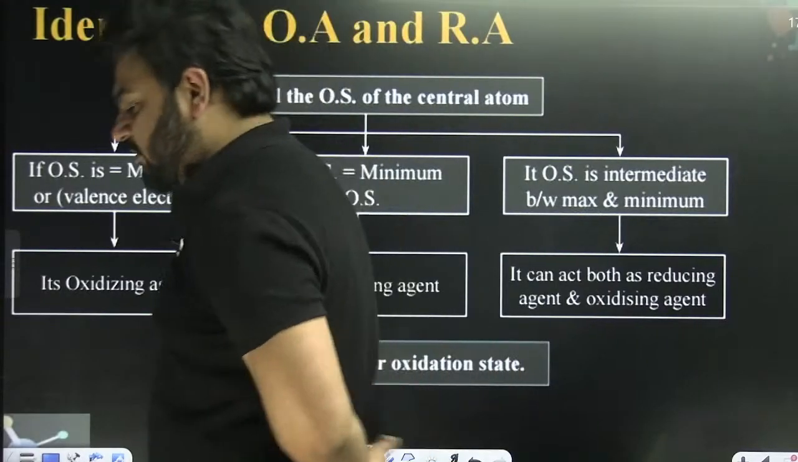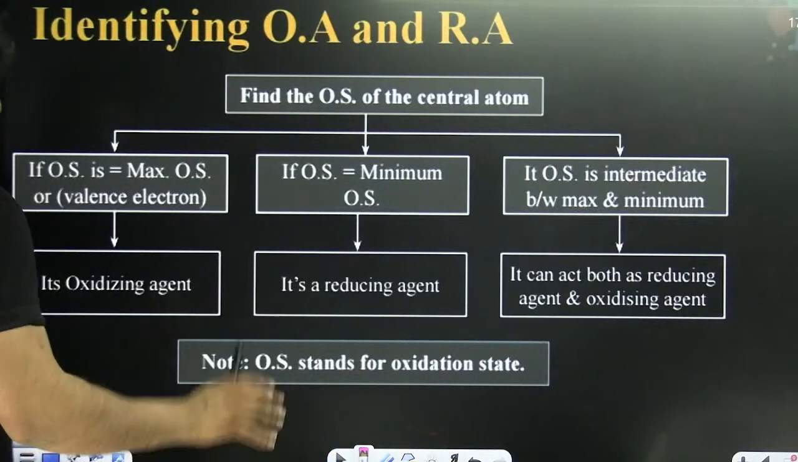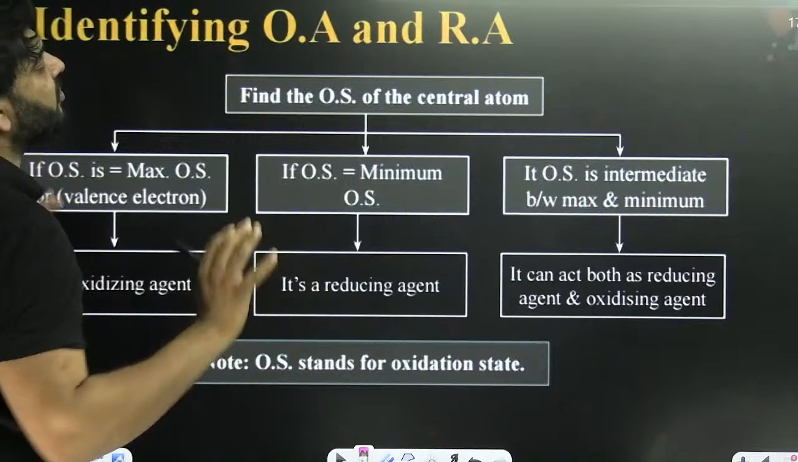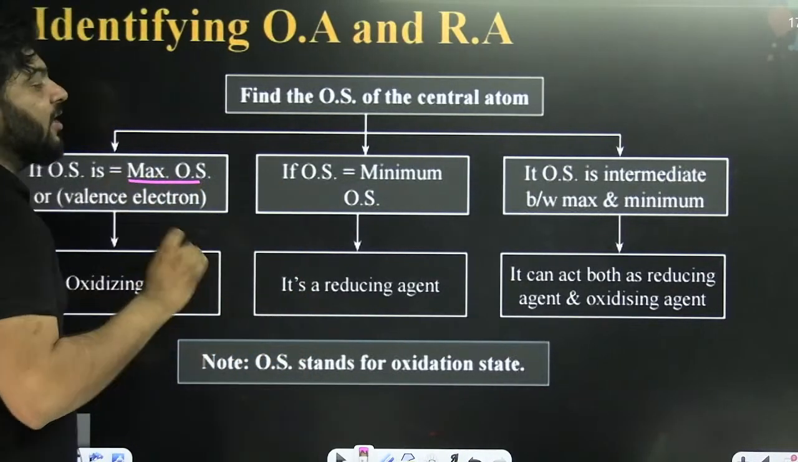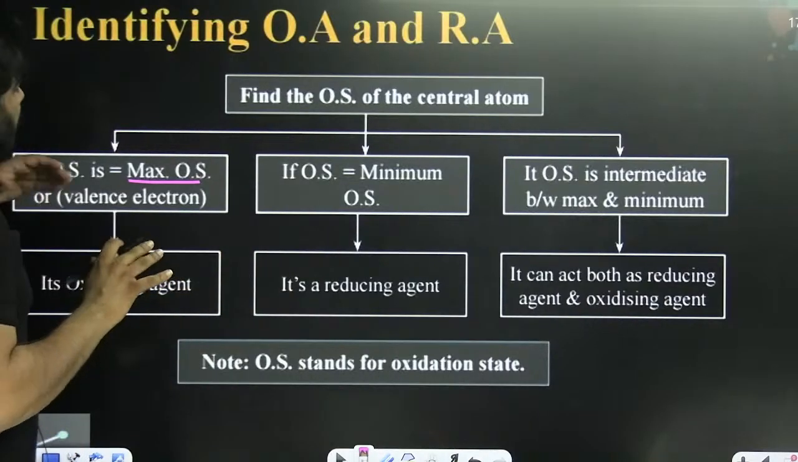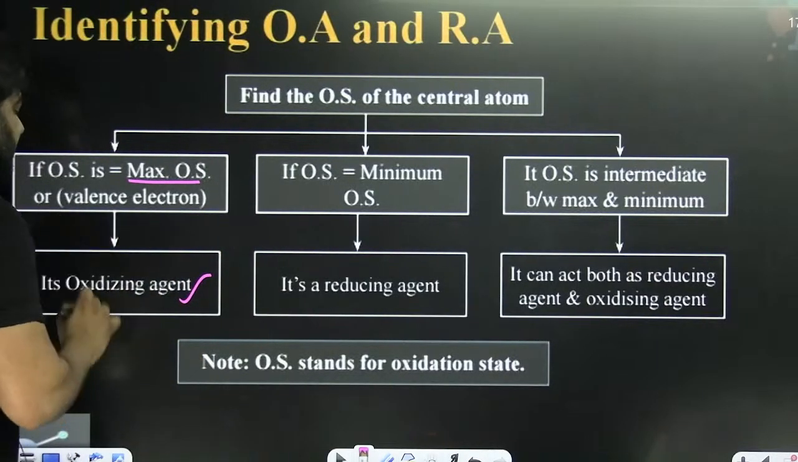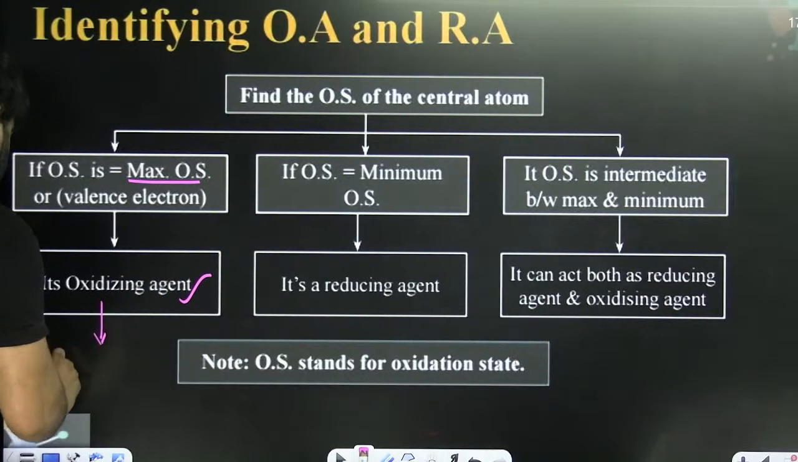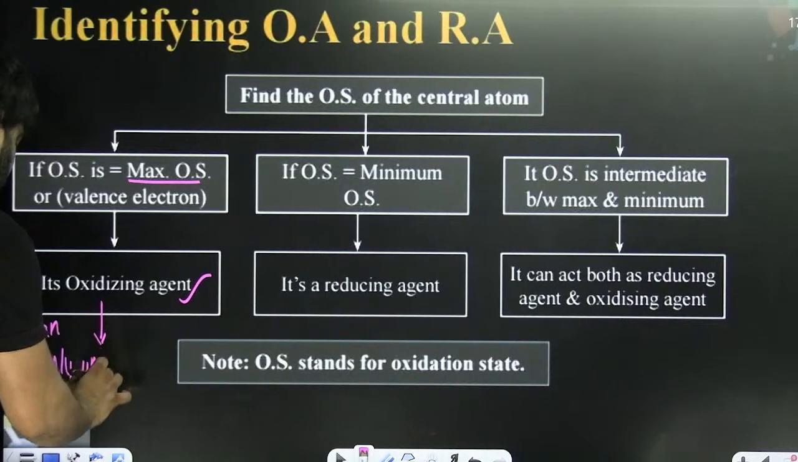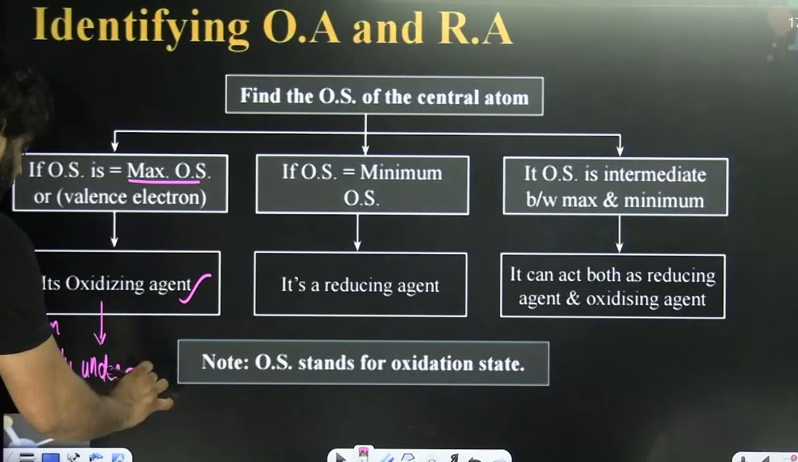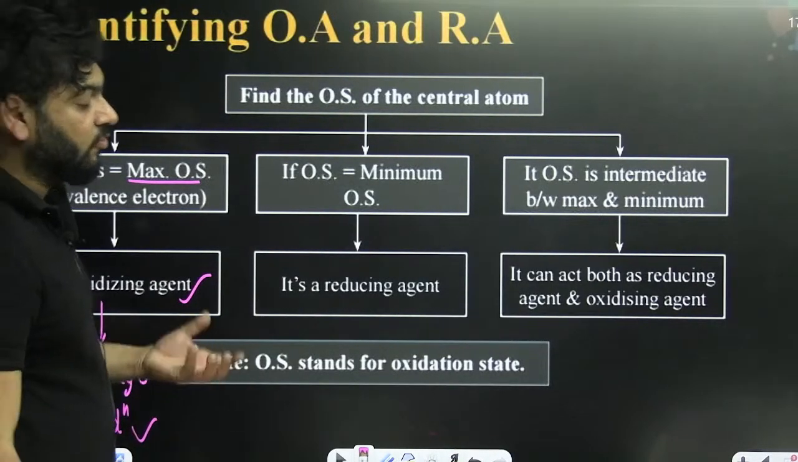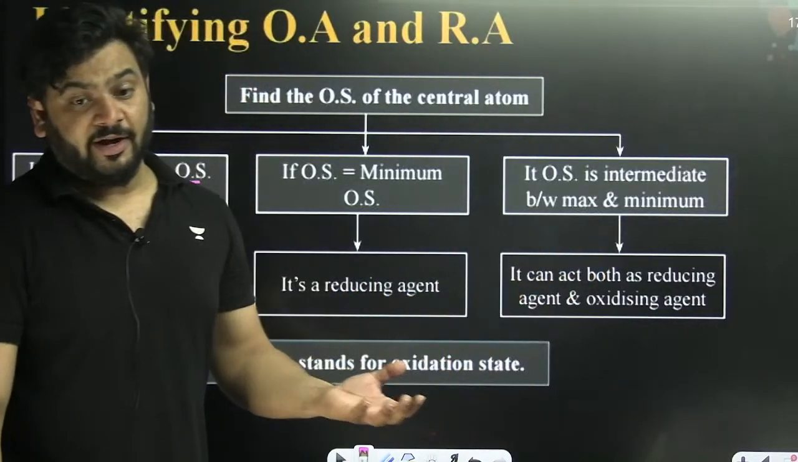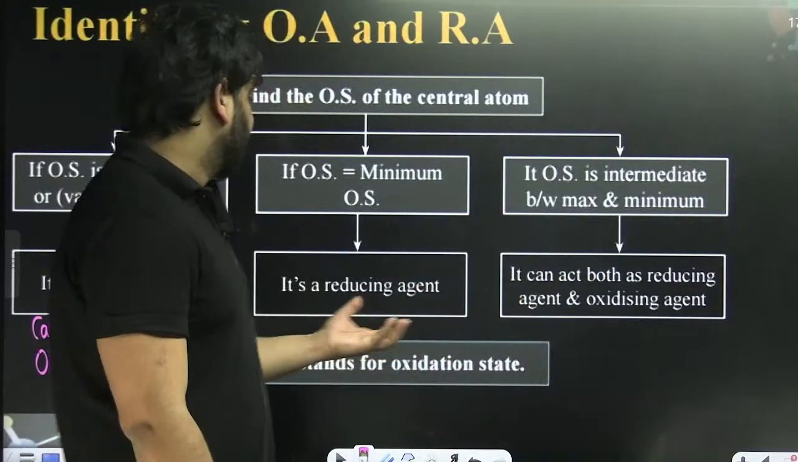There is one more concept I want to give you: something which is already present in its maximum oxidation state can only undergo reduction. That's why it will always work as an oxidizing agent. Why? Because it already has the maximum oxidation state. We cannot increase its oxidation state. What we can do is decrease its oxidation state, and a decrease in oxidation state is called reduction.